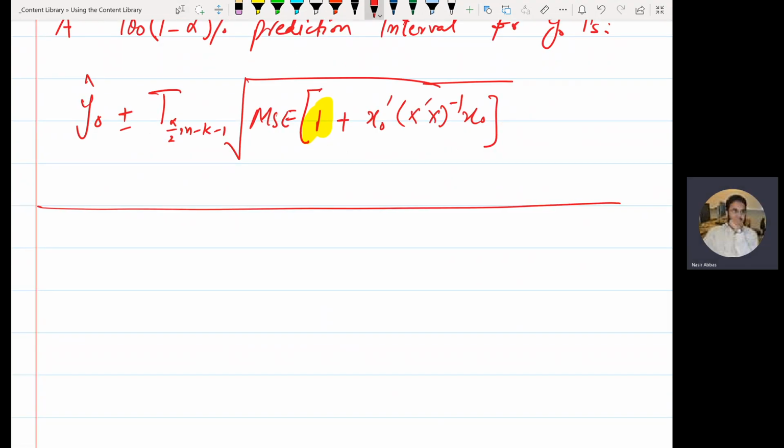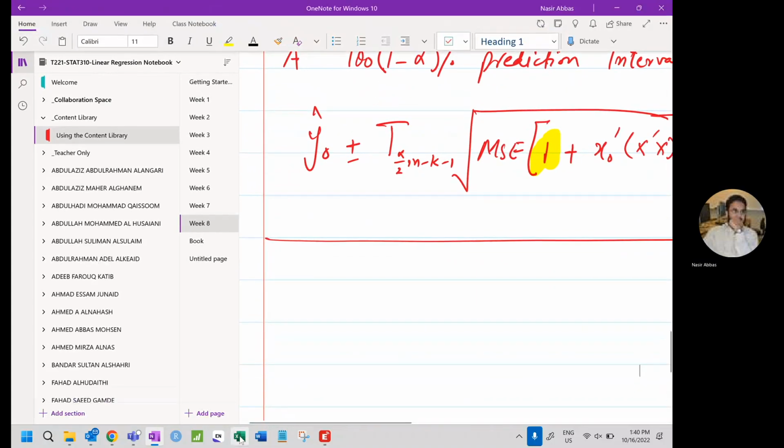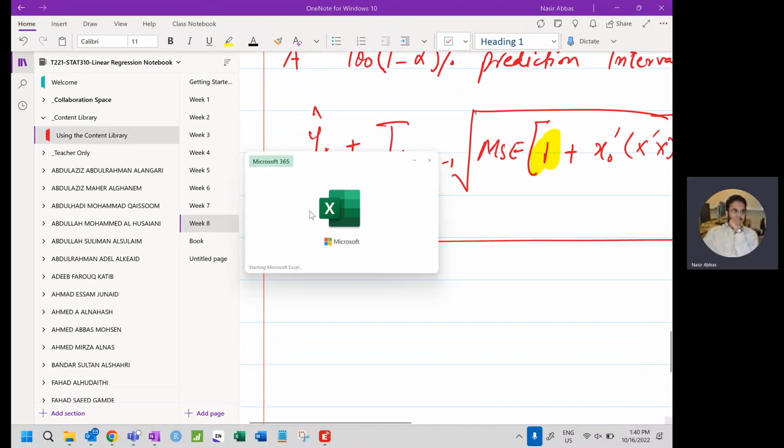So let us take a data set and try to find these two intervals and see how they differ in width. Which one is wider, and which one should be wider? Of course, the prediction interval is wider and should be wider.